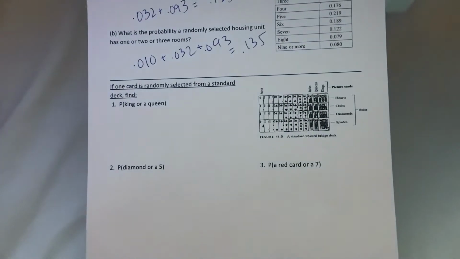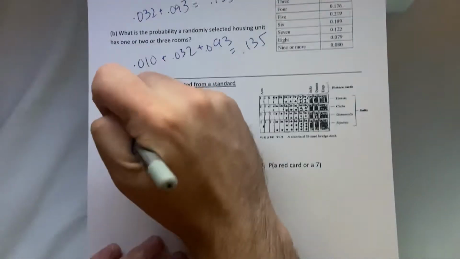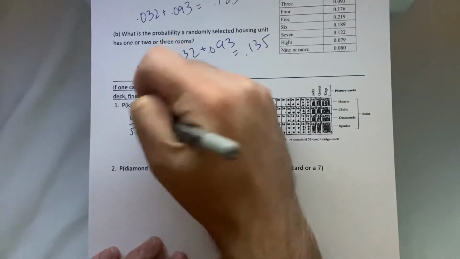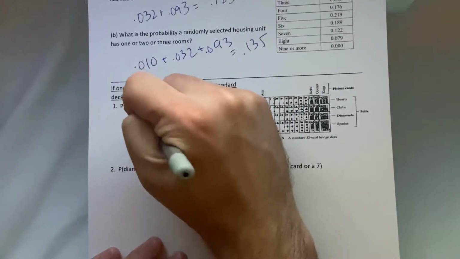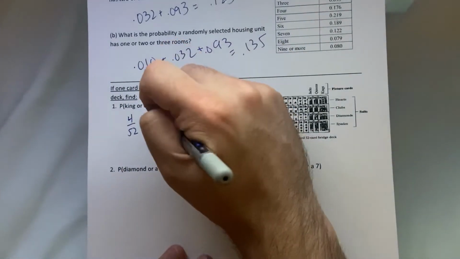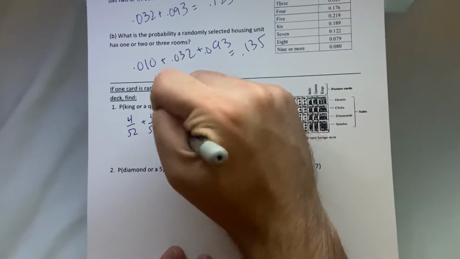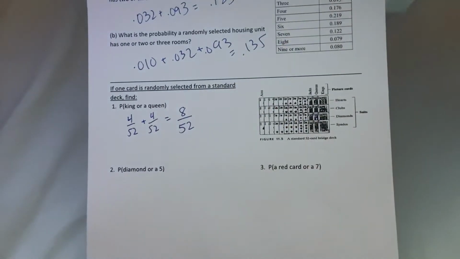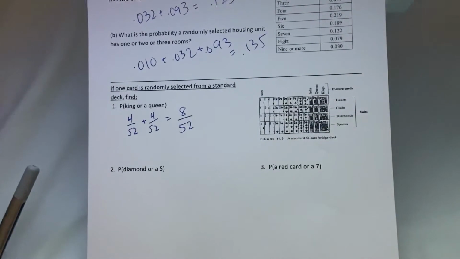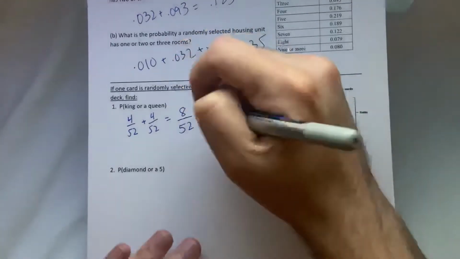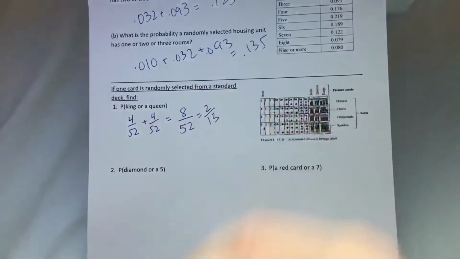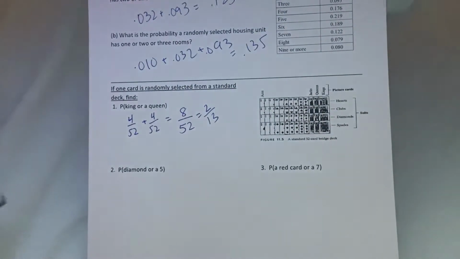If one card is randomly selected from a standard deck of cards, find the probability of a king or queen. So 4 out of 52 are kings, 4 out of 52 are queens. No card is a king and queen, so there's nothing to subtract, so it's 8 out of 52. We can reduce that to a decimal if we would like. Its reduced fraction form is 2 out of 13. This should be about 0.154.